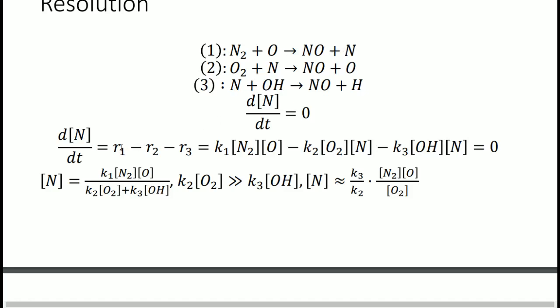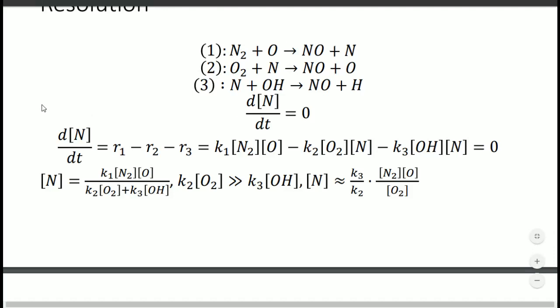So the variation of N is produced by R1, the first reaction, because it's in a product. It's minus R2 because it's consumed in reaction 2, and it's consumed in reaction 3. So we use the definition of the K in order to split it. By definition, the reaction of a mechanism must have K, the constant, times the concentration of each reactant by multiplication. So we get this expression here.